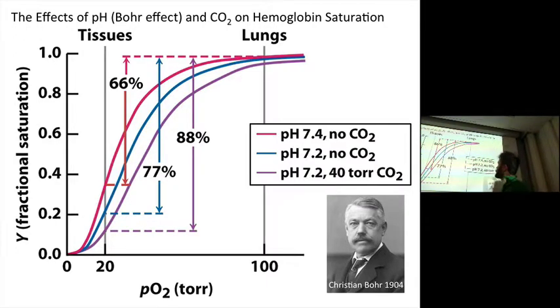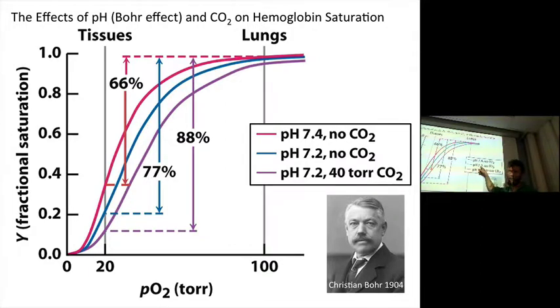So the experiment here was at pH 7.4. This is middling pH, right? 7.4, with no carbon dioxide, would be this red curve. And that's giving us about this at exercise max. That's giving us 66% offloading.